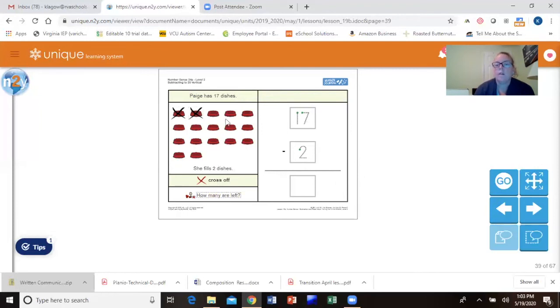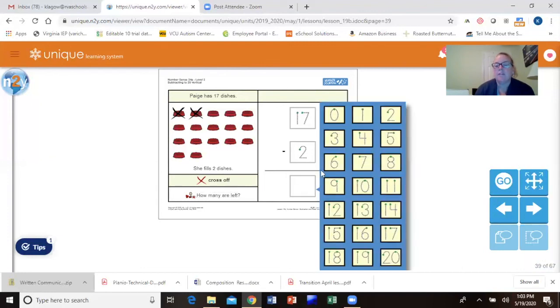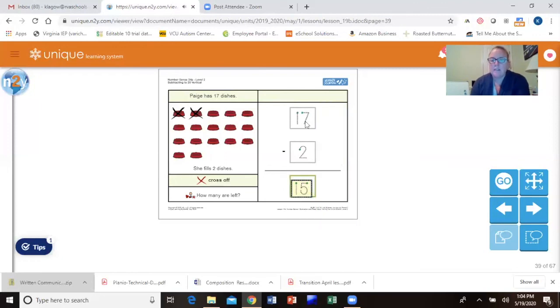Let's count. 1, 2, 3, 4, 5, 6, 7, 8, 9, 10, 11, 12, 13, 14, 15. If you can find the number 15 over here, point to it. It has a 1 and a 5 in it. If you want to match it, there's the number 15, 1 and a 5. Okay. If you pointed to here, you are correct. 17 take away 2 is 15.